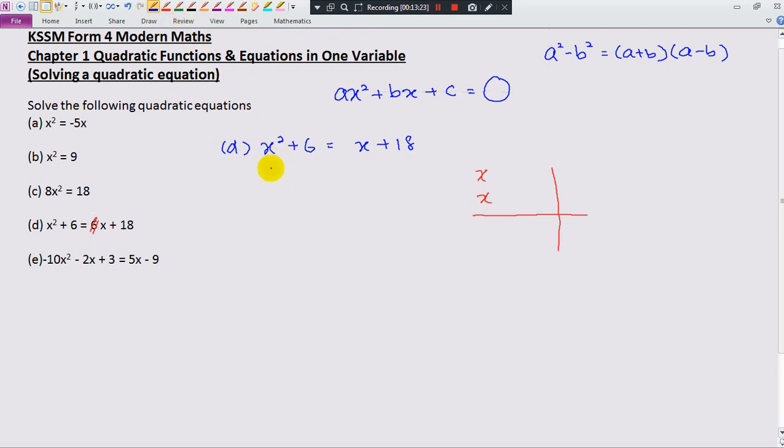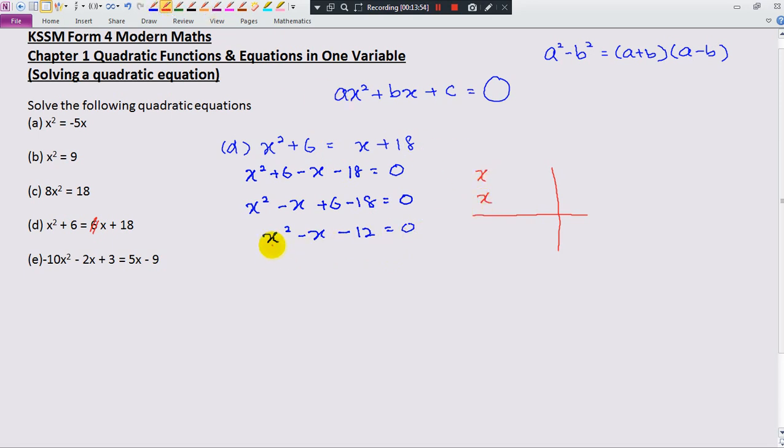Rearrange all the terms nicely in quadratic equation general form. x squared plus 6 minus x minus 18 is equal to 0. So x squared minus x plus 6 minus 18 is equal to 0. So x squared minus x minus 12 is equal to 0. Now we can start to factorize it.